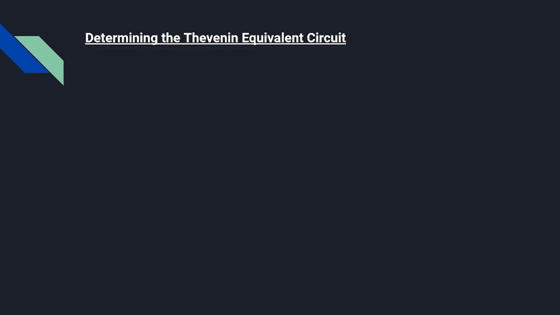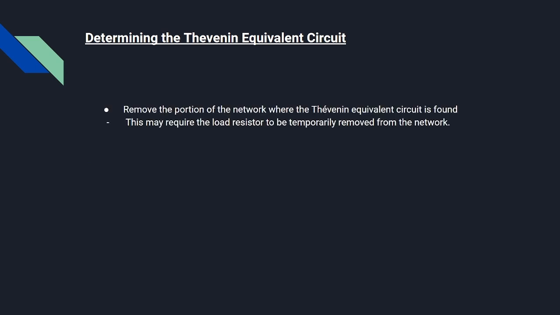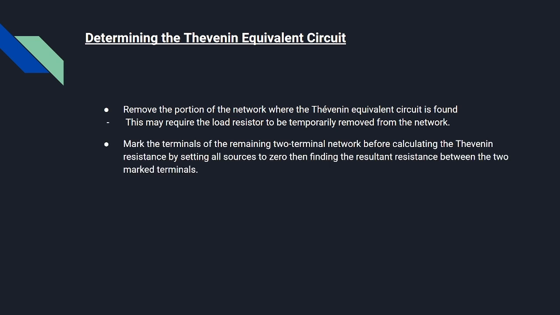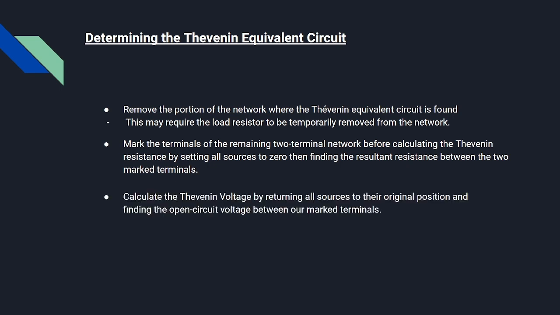To determine the Thevenin equivalent circuit for a given network, we must first remove the portion of the network where the Thevenin equivalent circuit is found. This may require the load resistor to be removed from the network for now. Next, we must mark the terminals of the remaining two-terminal network before calculating the Thevenin resistance by setting all sources to 0, then finding the resultant resistance between the two marked terminals.